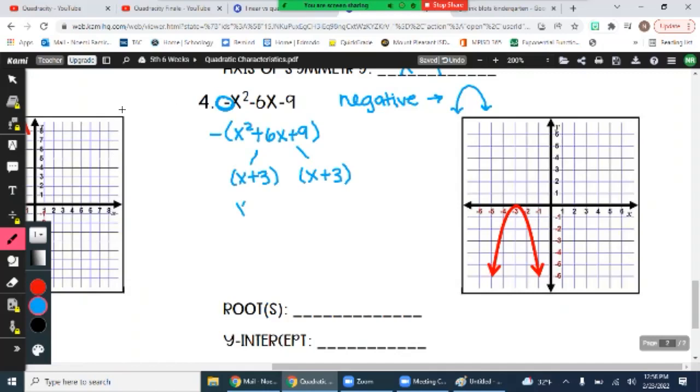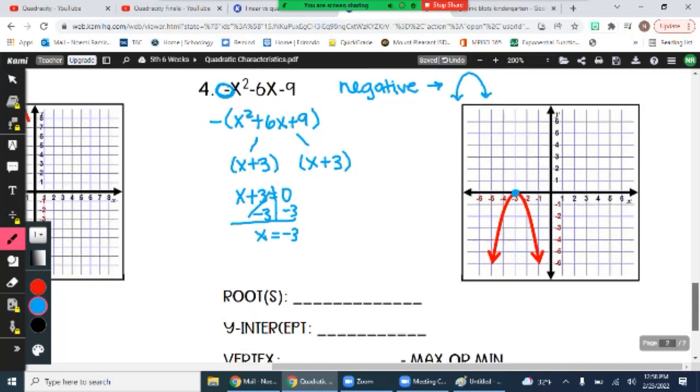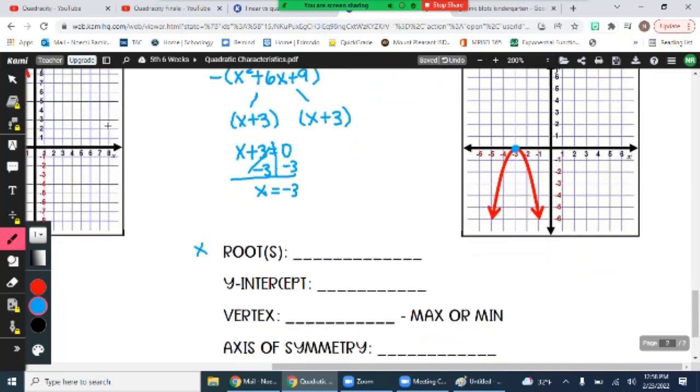So if I solve it, if I take x plus 3, set it equal to 0, how do I move the 3 over? Minus 3. And regardless of how I solve, both binomials will give you x equals -3. Why is that? Because there's only one root. There's only one zero. Okay. So what is my zero? What is my x-intercept? -3, 0.